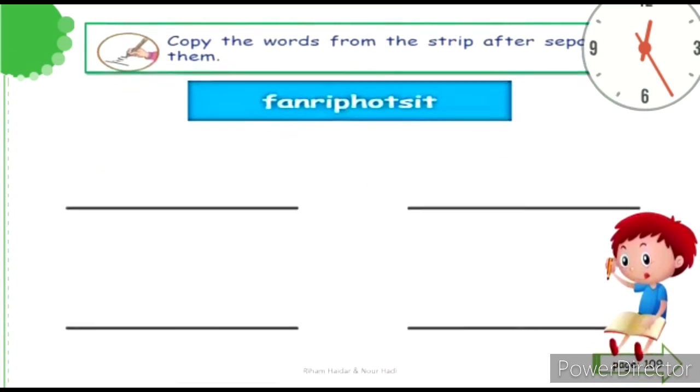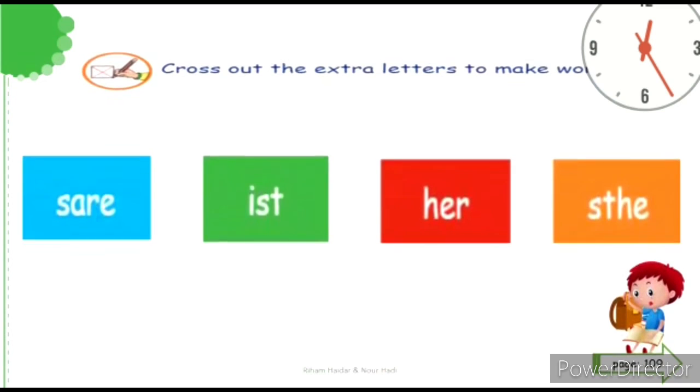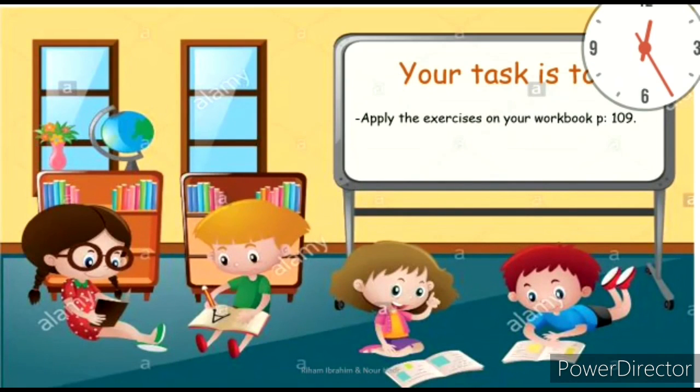The second page, copy the words or instruction words from the strip after separating them. Fan, rip, hot, sit. Cross out the extra letters to make words. Your task is to apply exercises on your workbook page 109. That's all for today. I'm waiting for your amazing work.